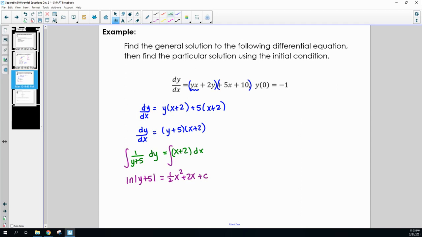So again, similar to the previous problem, we need to get the y by itself. So we are going to have to change this to an exponential. So the base on the ln is e. So we'll say e to the 1/2 x squared plus 2x plus c is equal to the absolute value of y plus 5.